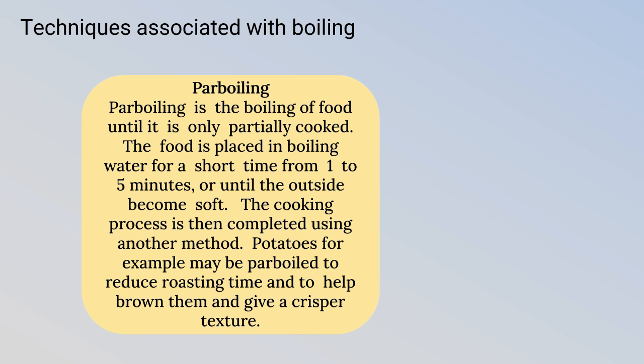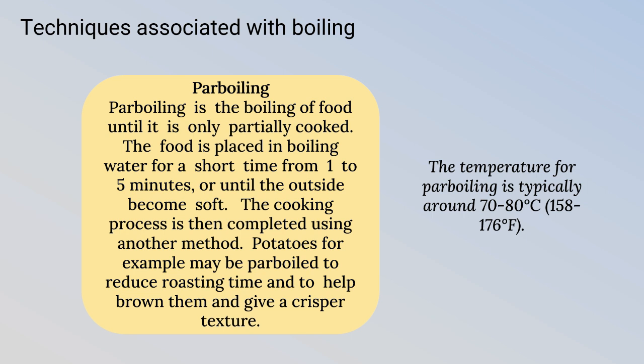Potatoes, for example, may be parboiled to reduce roasting time and to help brown them and give them a crisper texture. So for roast potatoes, the potatoes are sometimes parboiled and then browned to give a crisper texture. Same with French fries. French fries are parboiled, then as per the order they are fried and served to the guest. They will remain crispy. So parboil means nothing but partial boiling, where the product will undergo another method of cooking afterwards. Clear?